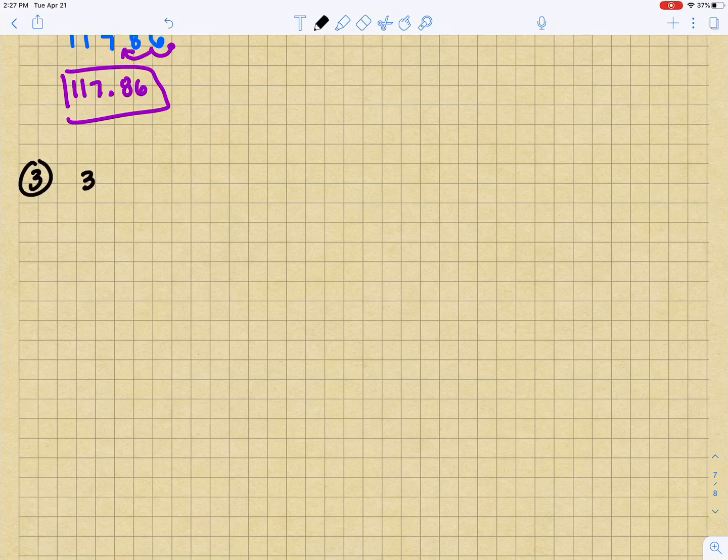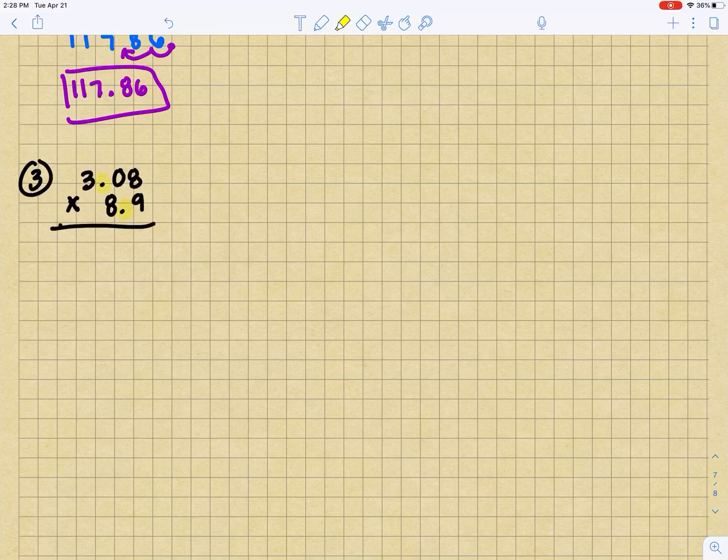All right, question number 3. We're going to do 3 and 8 hundredths, and we're going to multiply that by 8 and 9/10. I hope you guys notice that my decimal points, look at where they are.